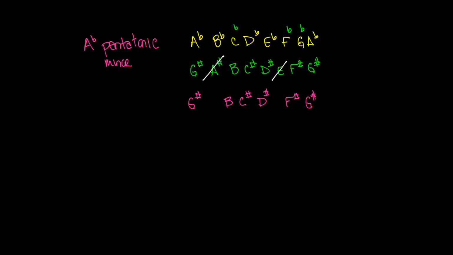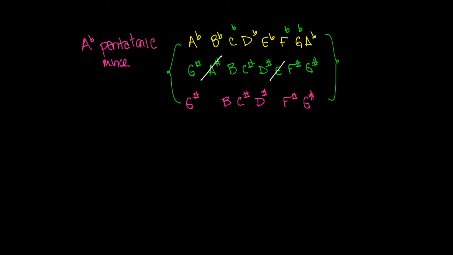Now, what if I had done the order of operations a little bit differently? Like, what if I did the enharmonic equivalent first and then I got down here? Would I have come up with the same answer? And the answer is yes, but let's do that anyway. So we started here. This is one set.